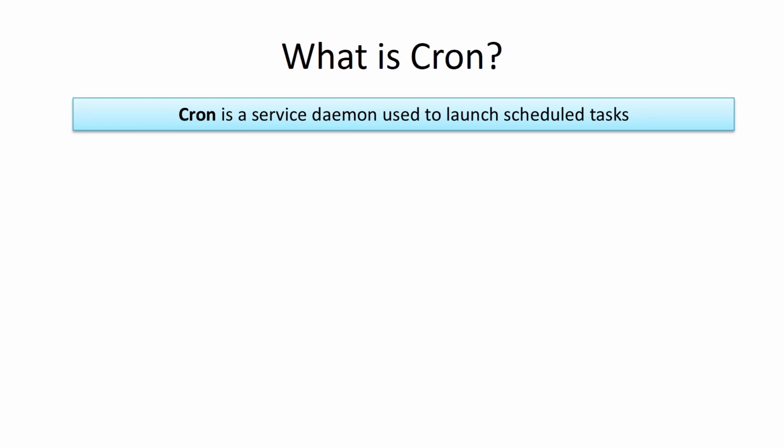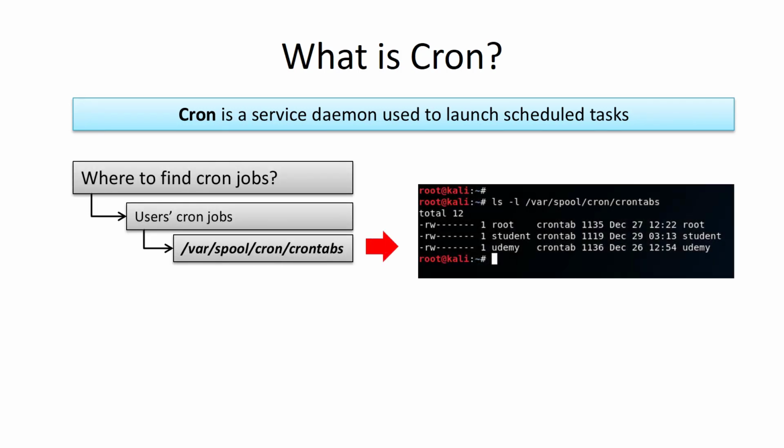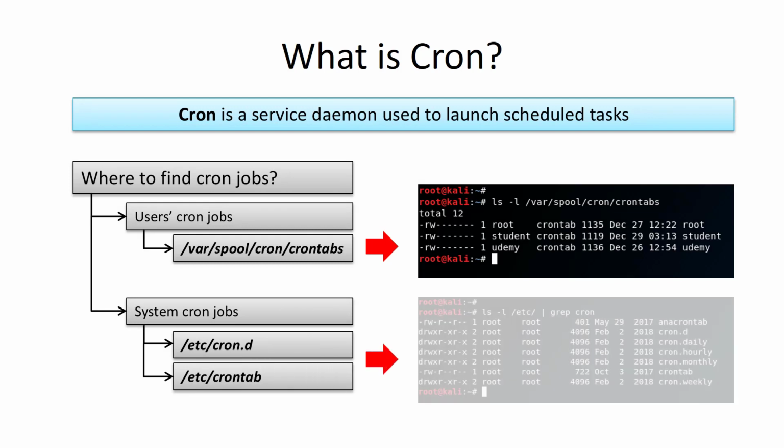What are these files? Cron files of regular users are saved in a given directory. For example, right now we can see cron jobs for 3 users. These files contain instructions for the cron service. System cron files are located in the etc directory.